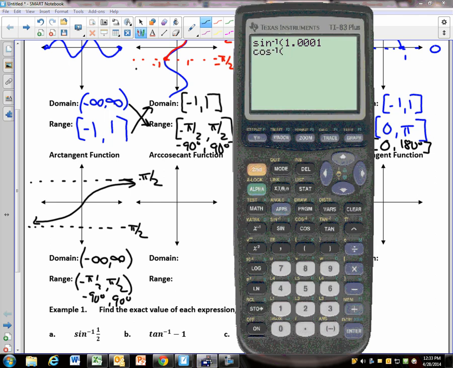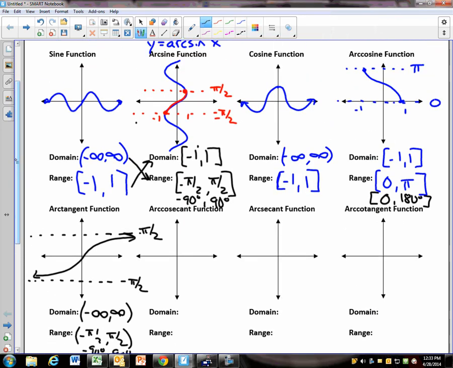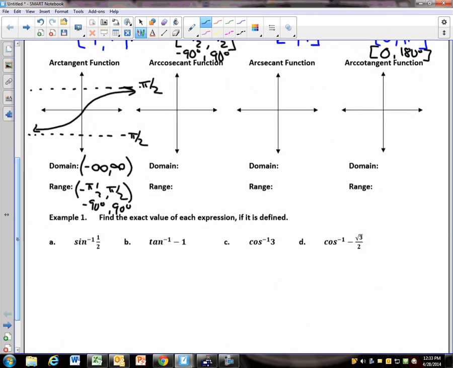Cosine, try negative 0.9. Look at what you get. What's different about that compared to when we were doing sine? Cosine gives you higher than 90, and it's not negative. Arc cosine is not going to spit out any values that are negative. They're always going to be between 0 and 180, as you just saw there, 154 degrees. And tangent's like sine. It will spit out values between negative 90 and positive 90.